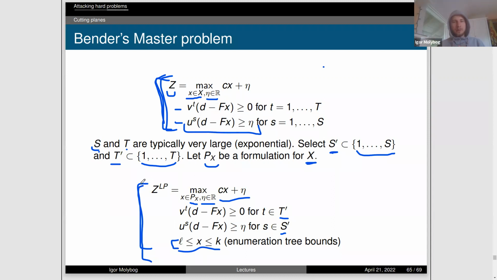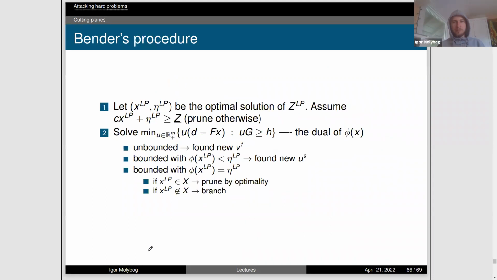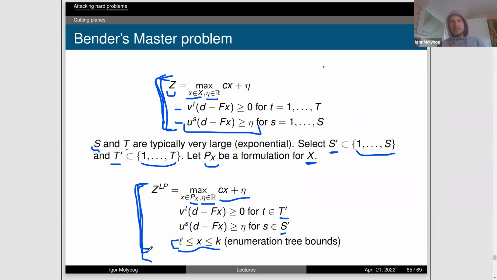So once we have got this linear programming relaxation of the original problem, obviously it is a relaxation, because it has a fewer number of constraints. This thing is a relaxation of the set capital X, and also the number of these inequalities has been reduced. Therefore, we have increased the feasible set for the values of X and the values of eta.